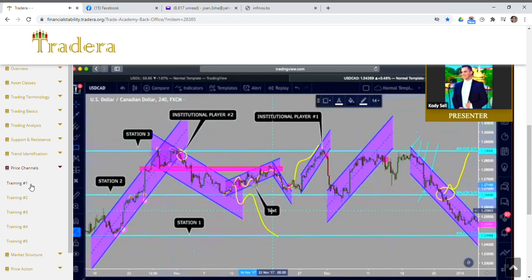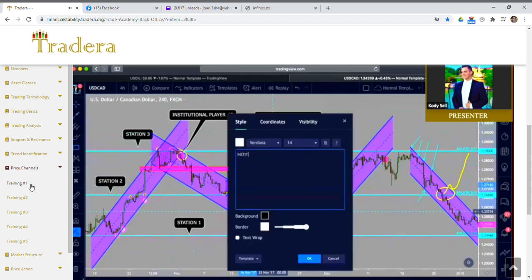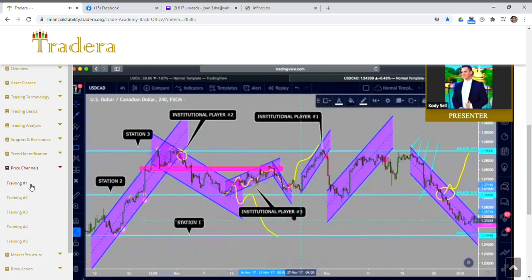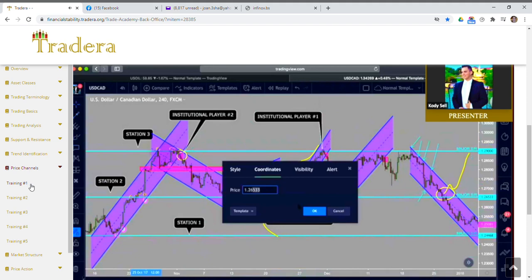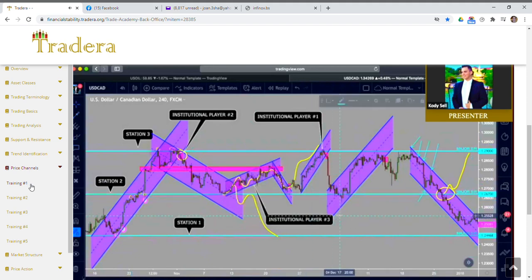Institutional player number 3 right in here. So institutional player number 3 right here, his order flow was different as well. So he entered down here, let's see, what is this? About 1.267, so 1.267 right in that area.